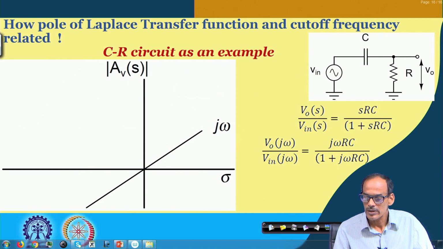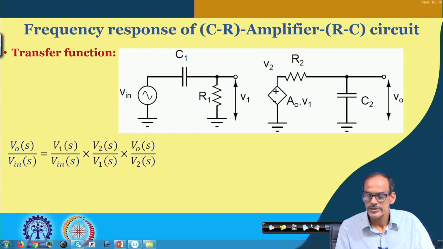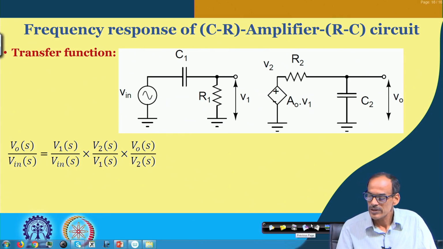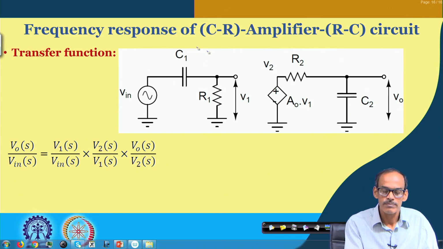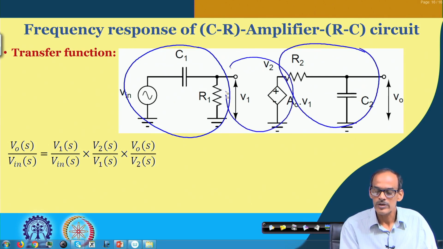So, let me see the combination of CR and RC circuit. While combining, we need to be careful about the loading effect: if we cascade the two circuits, one circuit may load the other one. To avoid the loading effect, we have the CR circuit and also the RC circuit, and in between we are putting some ideal kind of block.